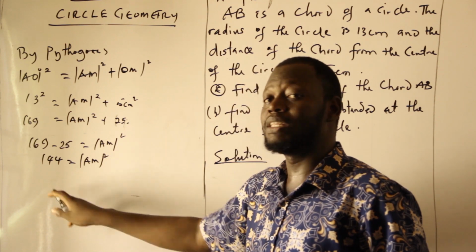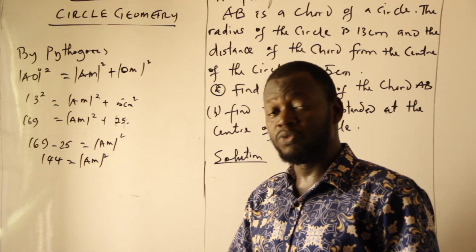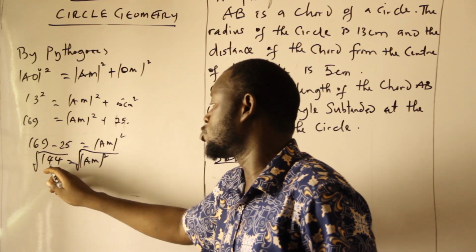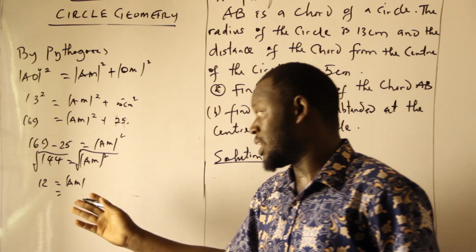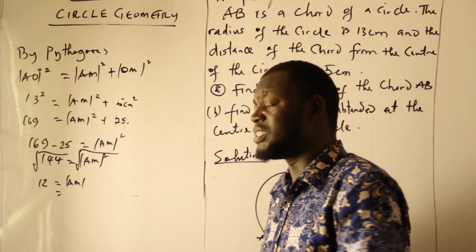So to remove this square, definitely we have to root the two sides. That's the theorem. To remove a square, we root. To remove a root, we square. So we root this and we root this. So the root of 144 is 12. That is AM. Don't let us forget how I got my 12 even before this theorem.